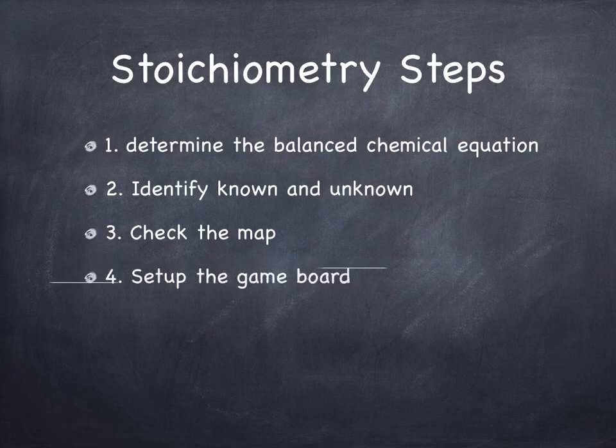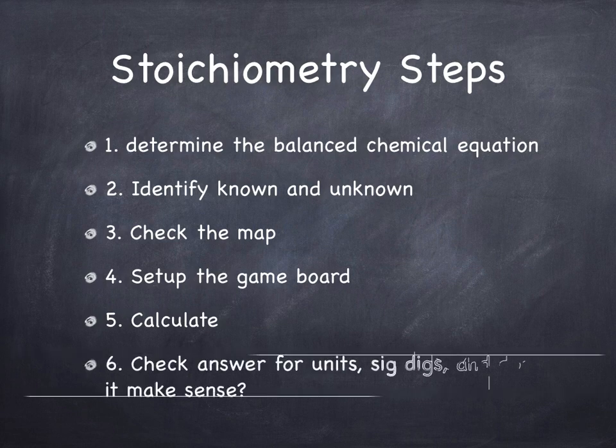And then go ahead and set up your game board. Get your given piece of information in the top left. Work through the game to cancel your units until you get the final unit that you want. Run your calculation, multiply across the top, divide across the bottom. Remember, if you have more than one number in the bottom of your calculation, make sure you hit divided by each time. And then don't forget to check your answer.